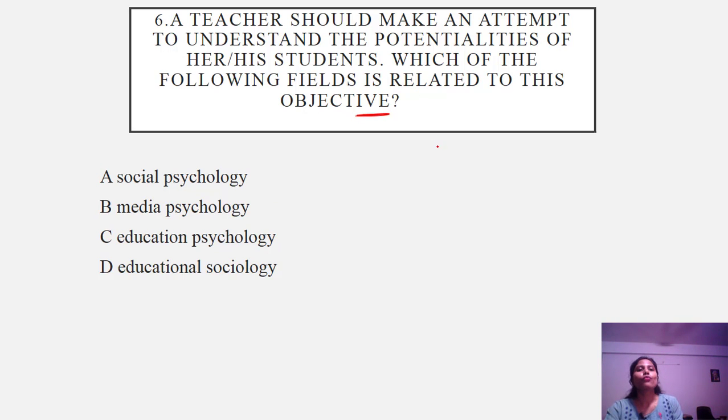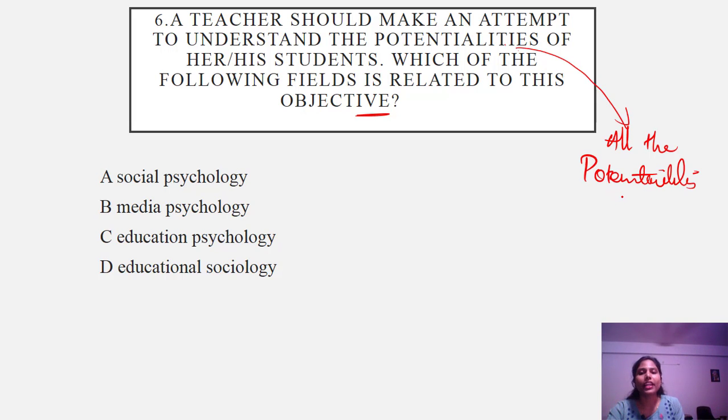When a person becomes a teacher, he or she should take into account all the potentialities of a child. Try to remember, all the potentialities of a child have to be taken into consideration when you are giving grades or assessing a student. This statement comes under which psychology is the question. I'm directly saying the answer, which is educational psychology.